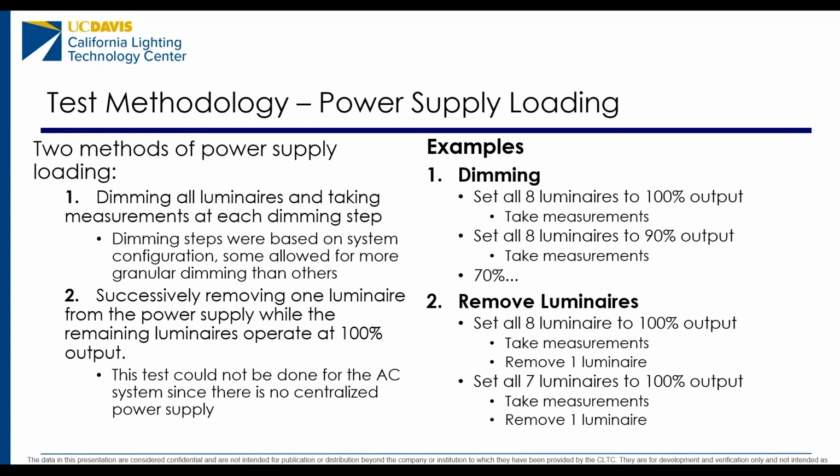Both methods of varying load were intended to replicate the real world and help us understand what the optimal conditions were for each lighting system. So for example, is it more efficient to run all luminaires at 80% or to remove one of them or to turn 1 or 2 of them off?